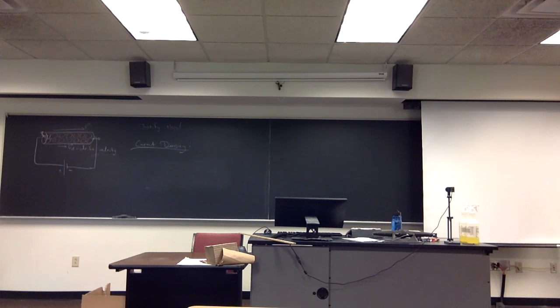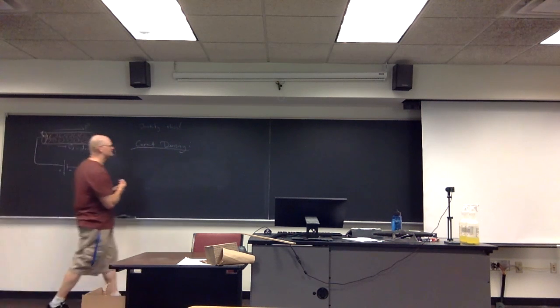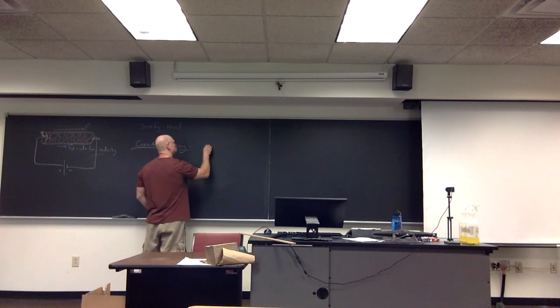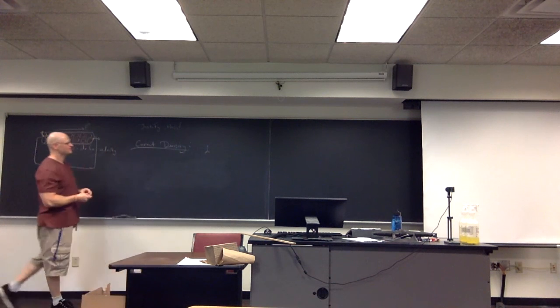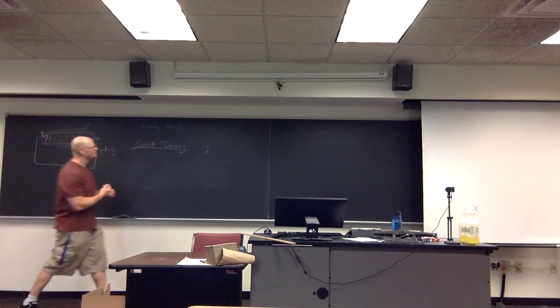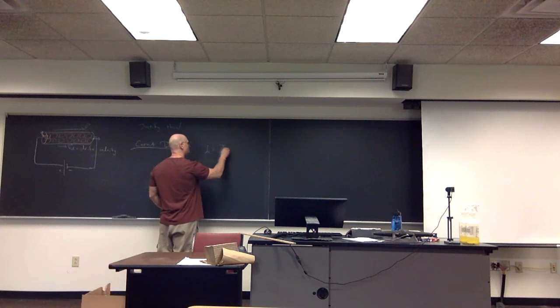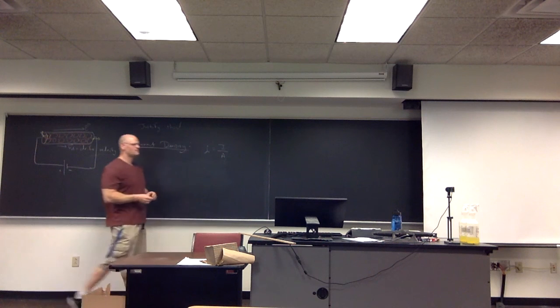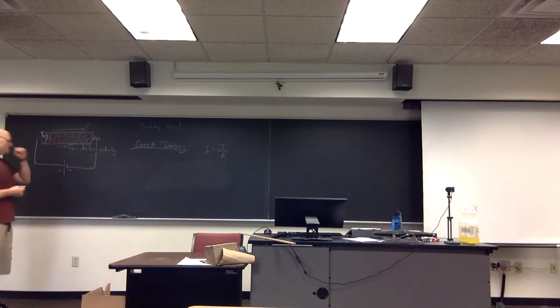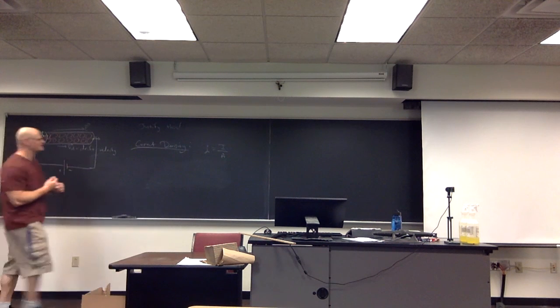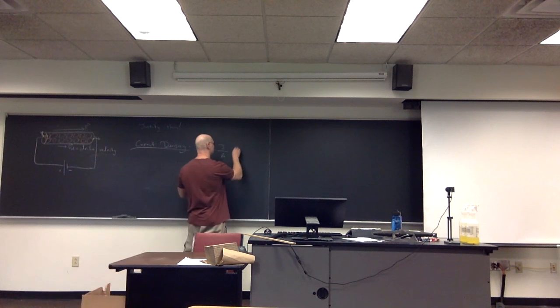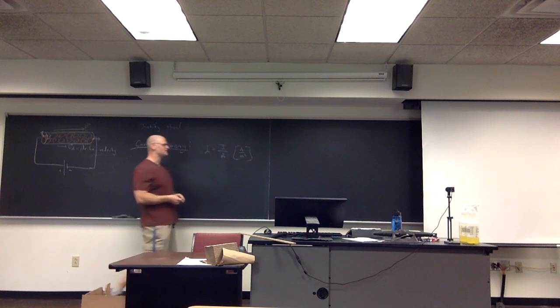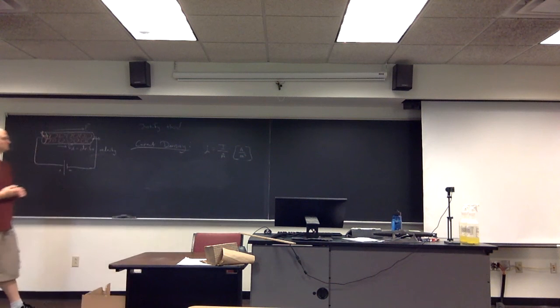To do that, we're going to talk about a new quantity called current density, given by J. By definition, the current density is equal to the actual current divided by the cross-sectional area. So it's the current per unit area. Current has units of amps, so this is an amp per meter squared. These are the units of our current density.